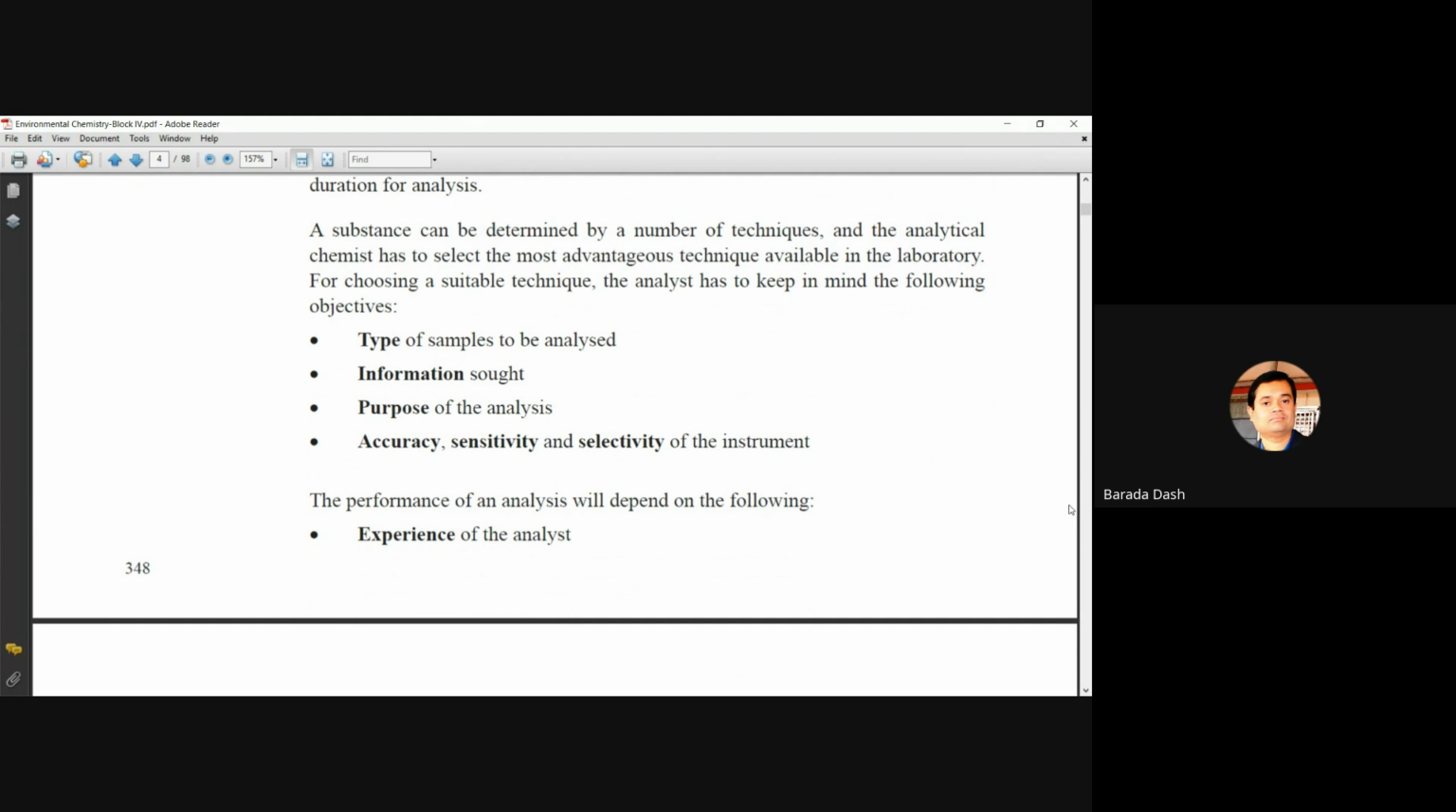So then, we have to first choose a suitable technique. The analyst has to keep in mind which technique is required for the analysis. It depends upon what type of sample is to be analyzed, the information sought, purpose of the analysis, accuracy, sensitivity, and selectivity of the instrument. So what kind of sample are we going to analyze? We should know what information is actually required, then the purpose of the analysis, accuracy, sensitivity, and selectivity.